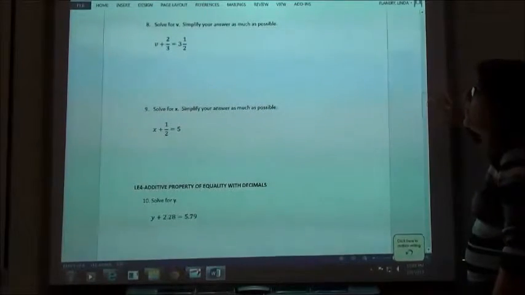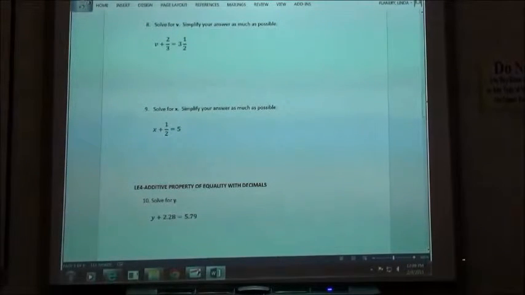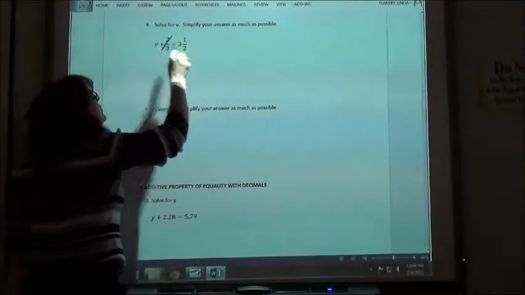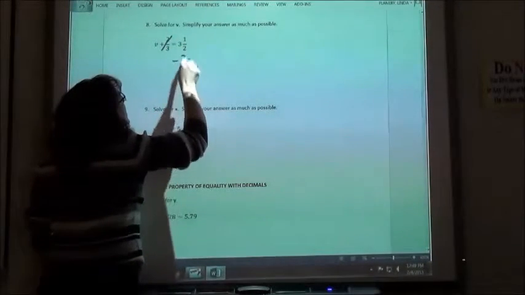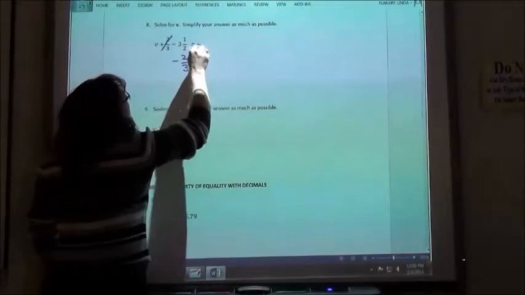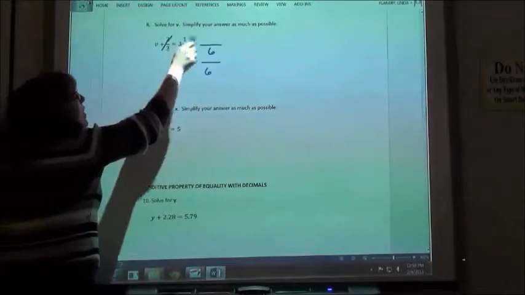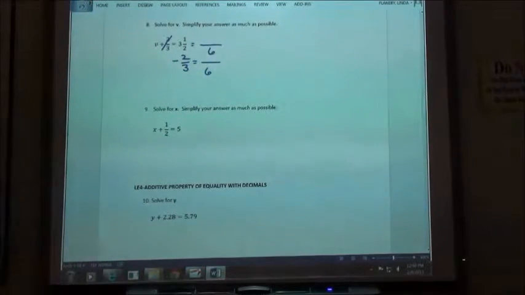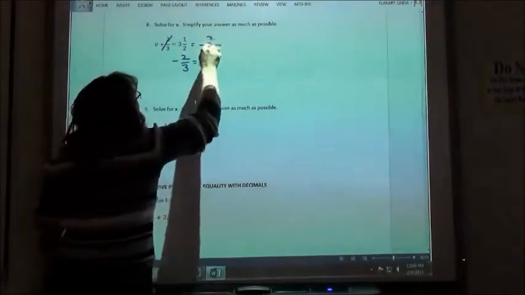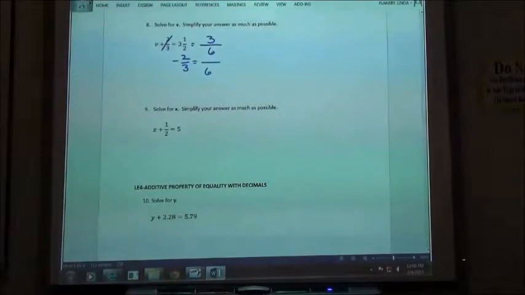So number 8, if I want to solve that for v, what should I do to solve that for v? Subtract. Move the 2/3 by subtracting. I'm going to subtract my 2/3. Again, I'm subtracting, so I'm going to find my common denominator, which is 6. 1/2 is equal to how many 6ths? 3. 2/3 is equal to how many 6ths?